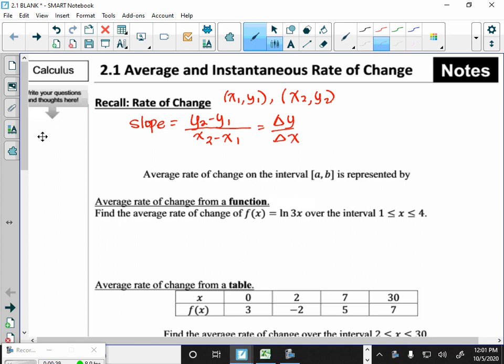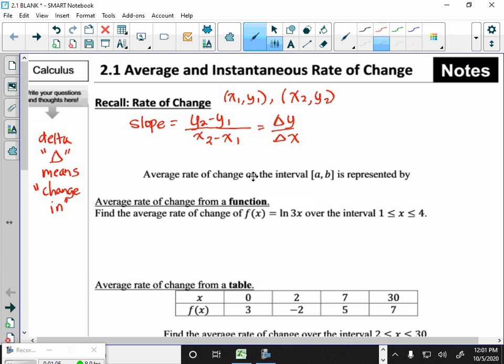Now this delta, which looks like this, means change in. Okay, so that's what we have. The slope is the change in the y coordinates of these points divided by the change in the x coordinates.